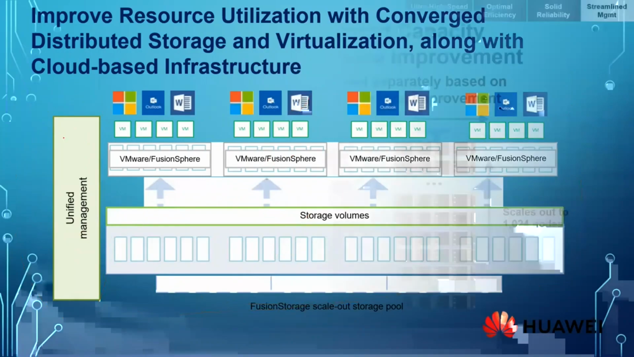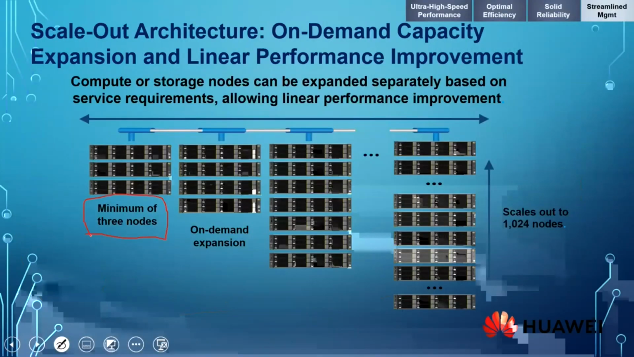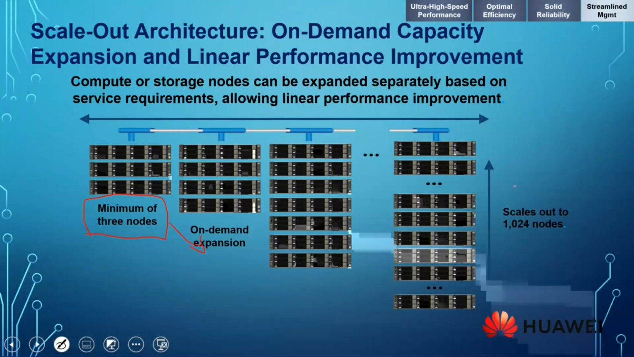As we discussed, right now in the documentation, the minimum is 3 nodes, but in future we can configure 2 nodes as well. The minimum requirement will be 2. So it is on demand. You can easily expand your compute nodes and storage nodes. You can do it independently from the centralized management portal, and it can scale out to 1024 nodes. And maybe in future, with new versions, it will support more nodes as well.